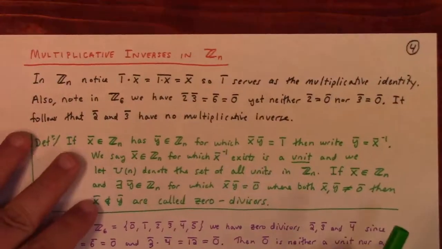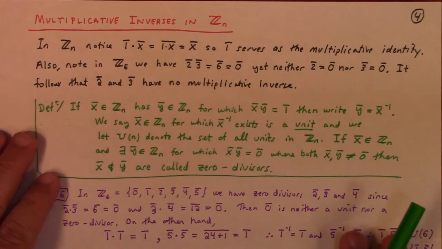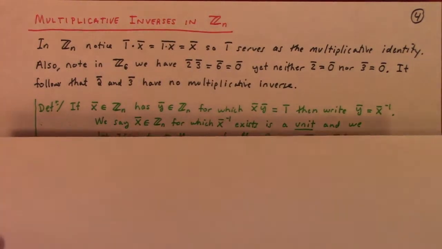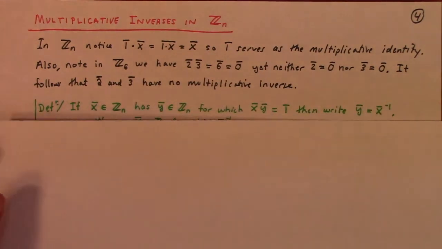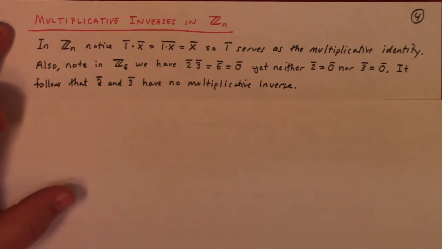Let's see here. So next up, I want to talk to you a little bit about the problem of finding an inverse, a multiplicative inverse in Zn. Additive inverses are fine. We can always find the additive inverse. The additive inverse of x bar is just minus x bar. So that's not a big deal.